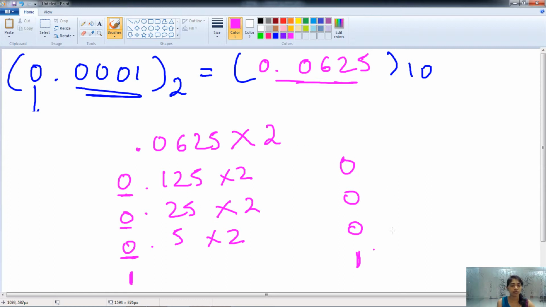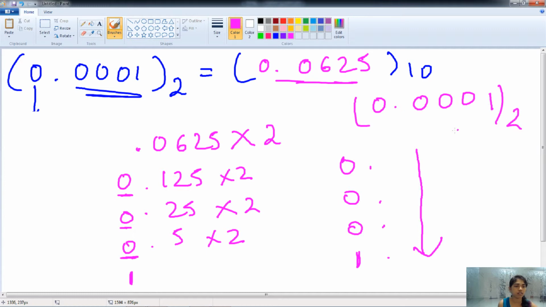So finally we have got this answer, and we will go from top to bottom, remember. So our answer is 0.0001. So finally we have got our answer and these two are exactly the same. Now let's move to another example.